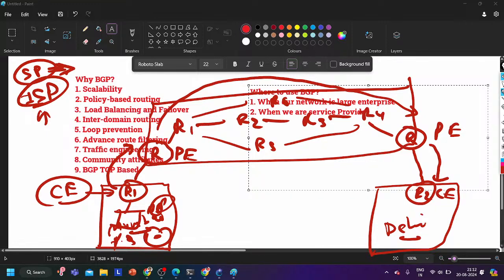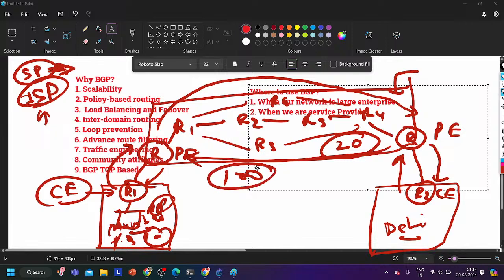In the same way, from Delhi, I will advertise all prefixes to this PE. This PE will advertise through this PE. This PE will advertise to this CE. And see, now the service provider is managing 10 prefixes in Mumbai and 10 prefixes in Delhi, so it is managing 20 prefixes. And like me, if this service provider has provided connectivity to 100 customers, how many prefixes are there, guys? 2000, right? 2000 prefixes are there in the routing table of the service provider routers. Correct?